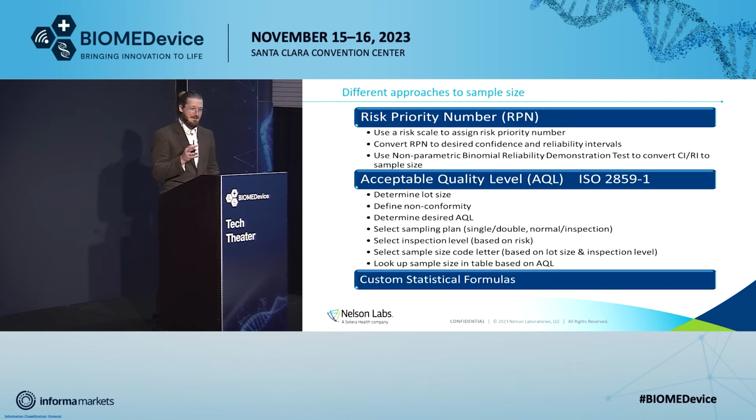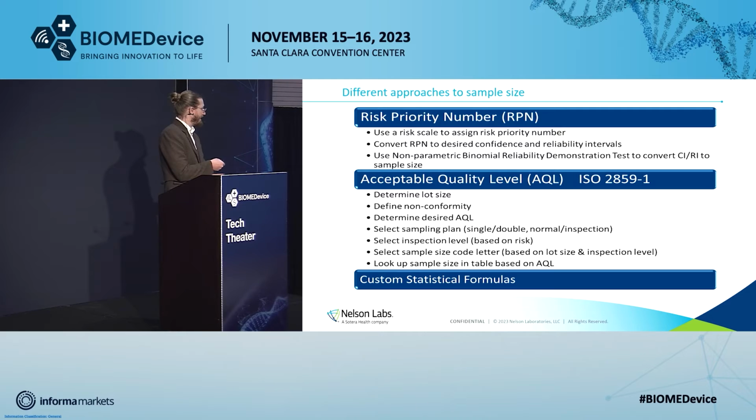There are two main methods that I kind of see people use for justifying. These are the statistically valid rationale that's kind of out there in the industry. And the first one is a risk priority number, where you look at your device and you say, what's the risk? Is it high risk, low risk? Higher risk usually requires larger sample sizes, lower risk, lower sample sizes. But you get a number from that, and then you convert it to a confidence reliability interval, and then you convert that to a sample size.